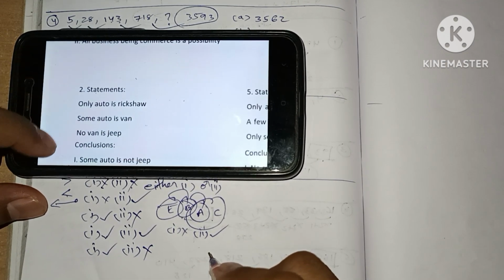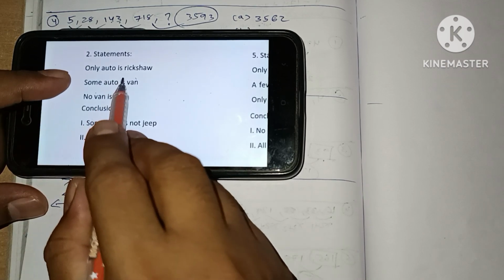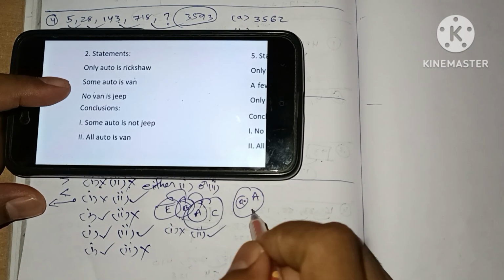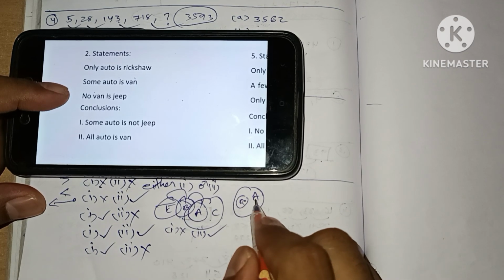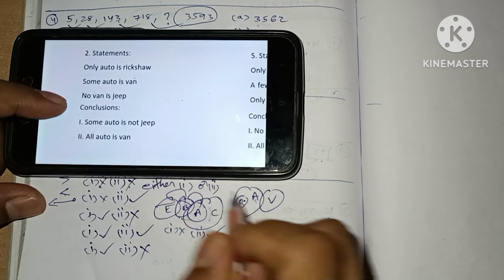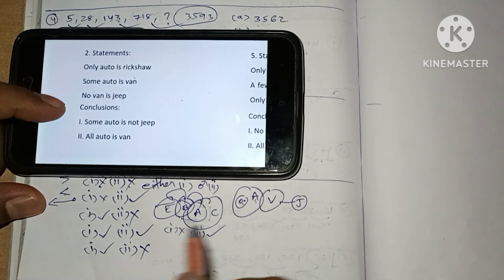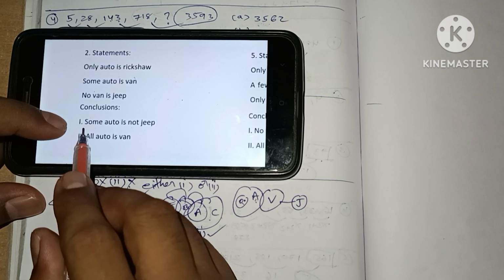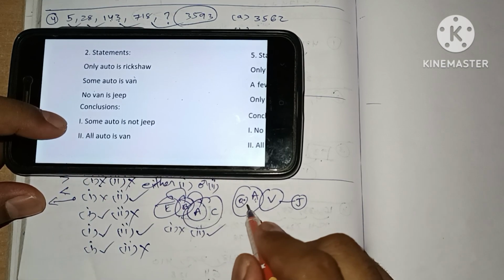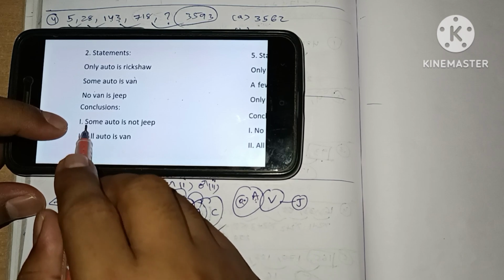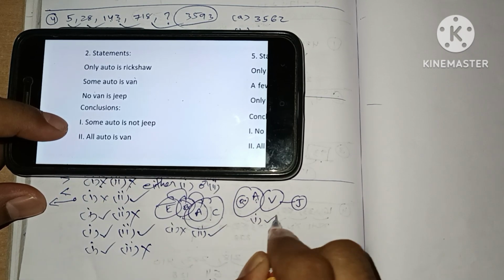Next, second question. Only auto is rickshaw. So rickshaw is inside auto and doesn't share with anything except auto. Some auto is van. No van is jeep. Conclusions: some auto is not jeep. Here we see "not", so check whether all auto can be jeep. All auto can be placed inside jeep. It is not possible. If the all case fails, the some-not case will be true. So the first conclusion is true.